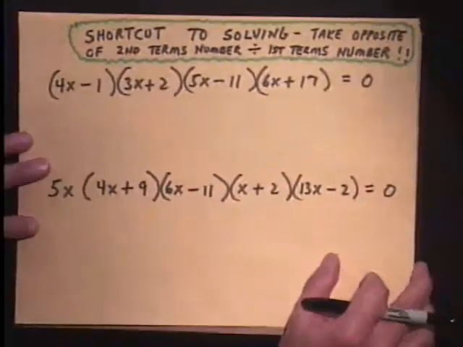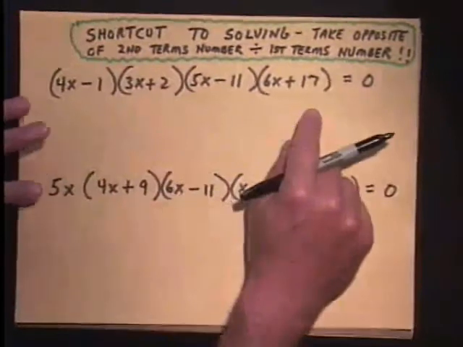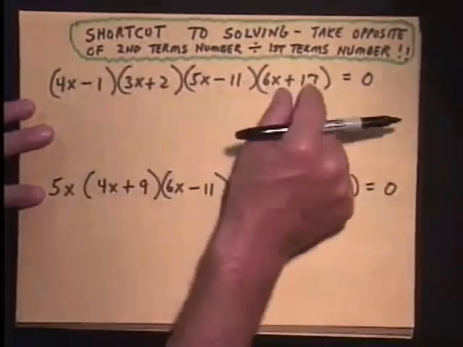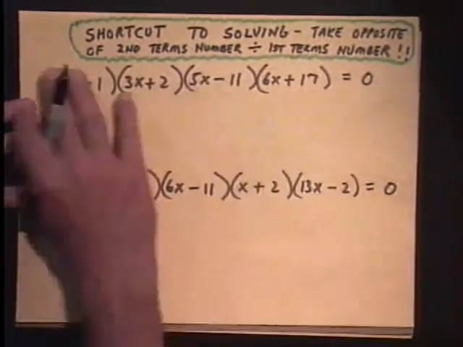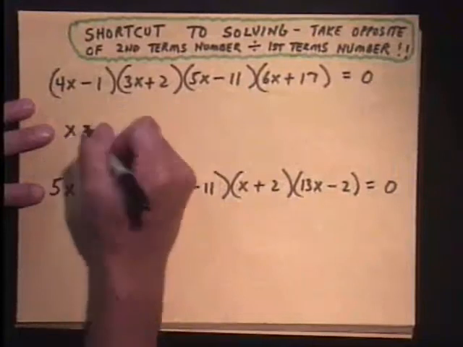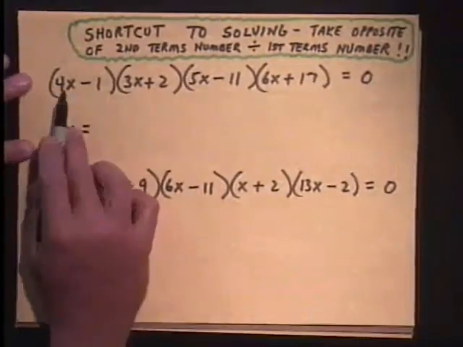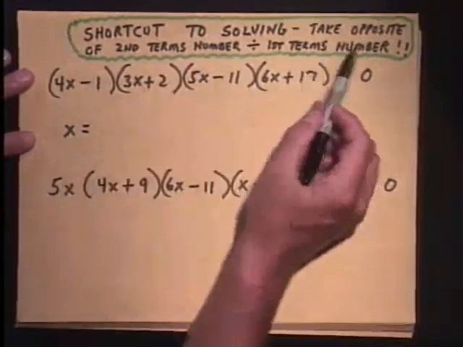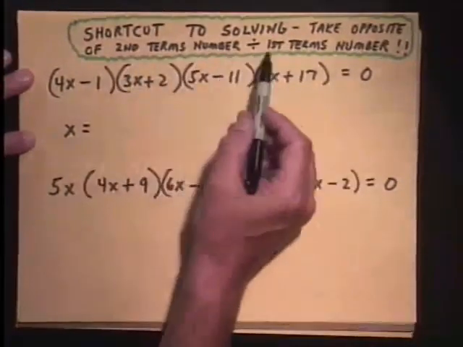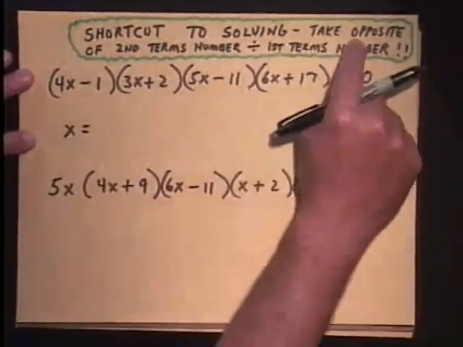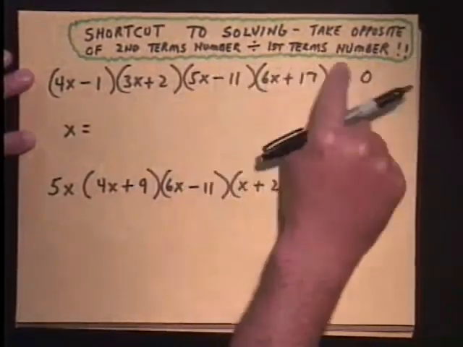Here we go. Now look at all these nasty ones. If I took each one of these and set it equal to 0 and solved those mini equations, it'd take me forever. So let's do the cheater's way, and I want you to follow along here. So what answer would x be to get 0 here? Take the opposite of the second term's number divided by the first term's number. See, so here's the shortcut to solving. Take opposite of second term number, divide by first term number.